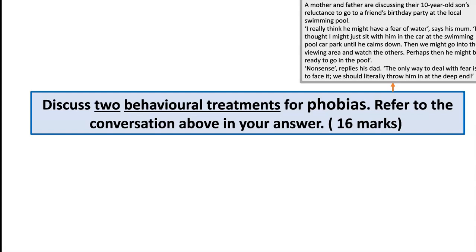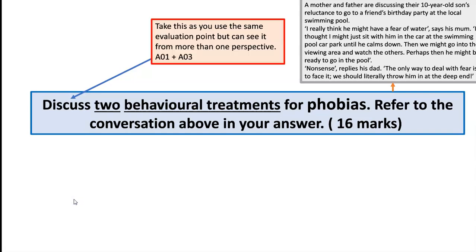So the first command word, obviously, for this one will be discuss. And discuss just basically tells you that you need to do both AO1, that is hit some knowledge and understanding, and AO3, which is obviously looking at some kind of evaluation. Okay, just be really careful that you make sure that you pinpoint what specifically you need to be doing.